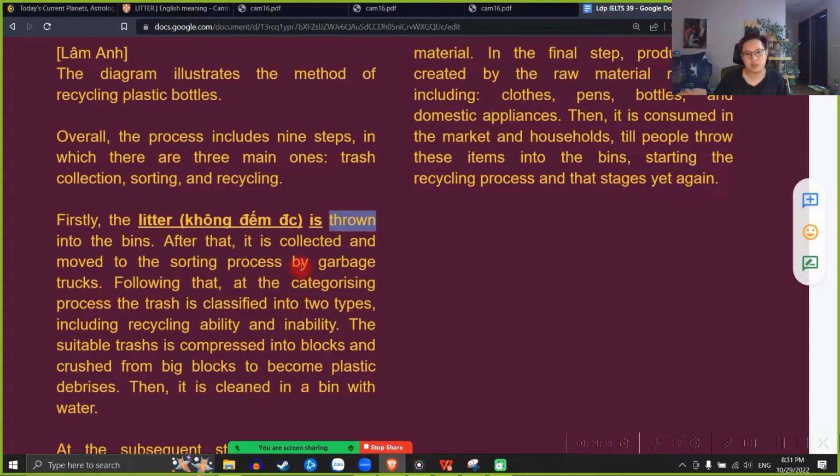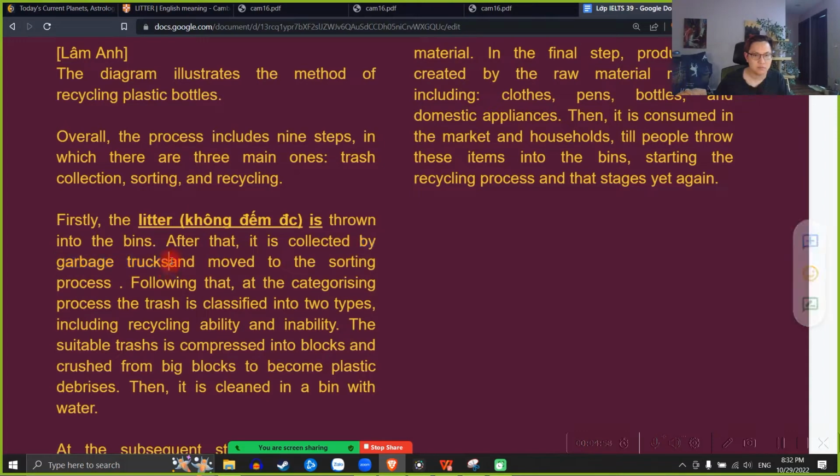Not collected by garbage truck thì đúng, nhưng mà được di chuyển đến cái quá trình mà phân loại bởi garbage truck thì không đúng lắm. I think it's collected by garbage truck, yes, but moved to sorting process, it's by machine actually. So I think move this part here. Mình phải nói đúng nha, chứ không thể nào mà nói bừa đâu nha. You have to say it correctly.